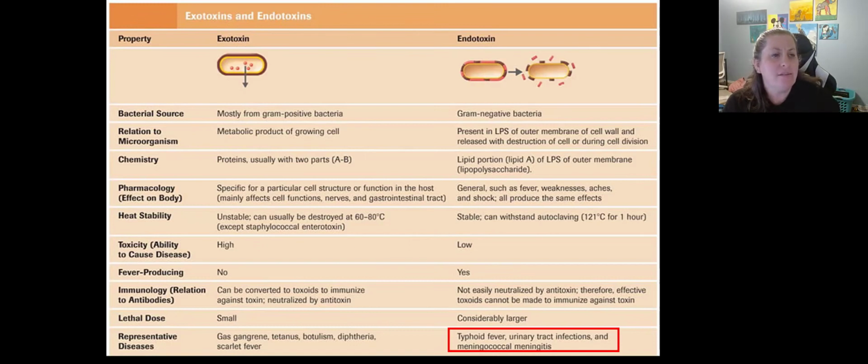This particular chart, guys, gives you a comparison of the exotoxins with the endotoxins. So I suggest maybe pausing this and going through them. It talks about how exotoxins are more gram-positive, endotoxins are more gram-negative. The toxicity is high for exotoxins. It's low for endotoxins. We do see at the bottom representative diseases. Exotoxins are things like gas gangrene, tetanus, botulism, diphtheria, and scarlet fever. Whereas endotoxins are going to be things like typhoid fever, urinary tract infections, and meningococcal meningitis. All right, these are not, again, all of them, but these are just some of the examples.